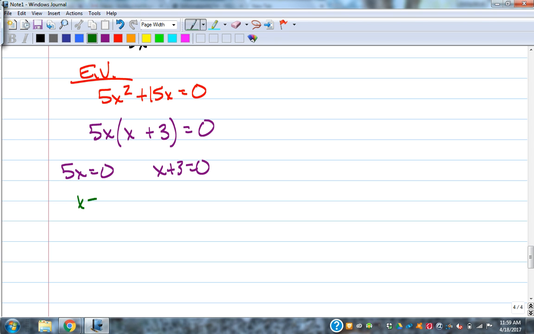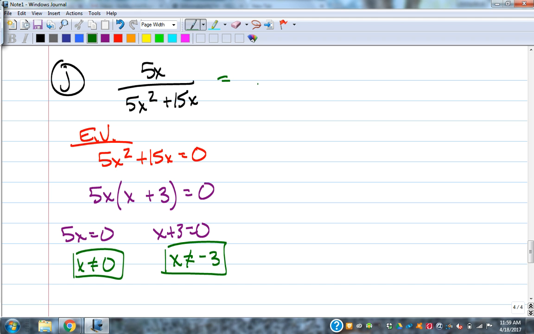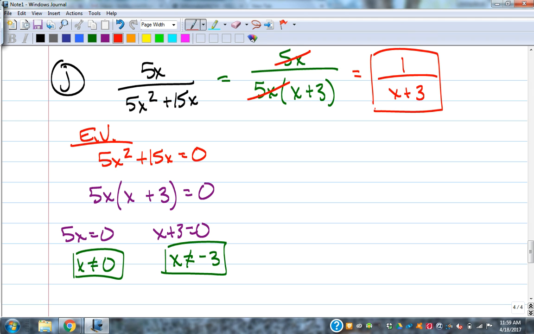So this one would be x cannot be 0. This one would be x cannot be negative 3. So I've got the factored form of the denominator. That's the only one that has to be factored. What cancels? 5x on top cancels the 5x on the bottom. So that leaves an x plus 3 on the bottom. What's on top? 1. Everything on top canceled. So there's a 1 left.